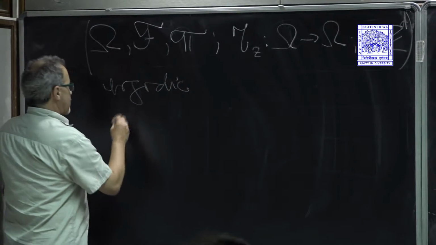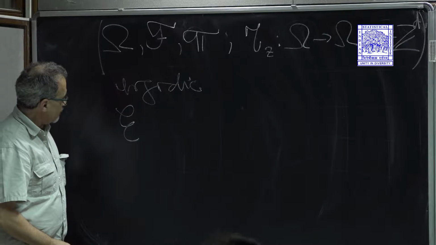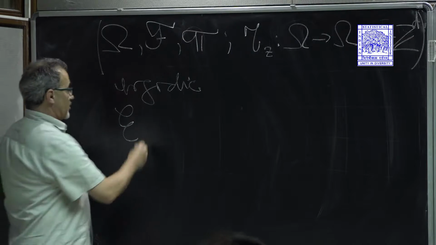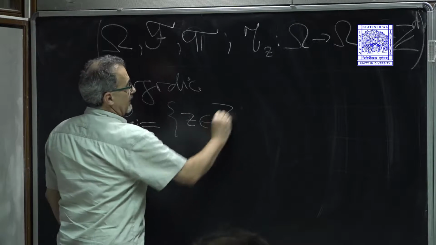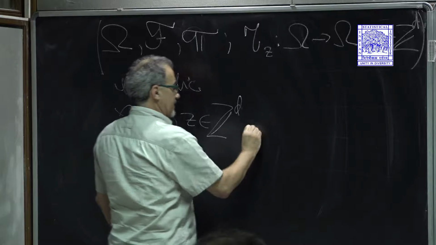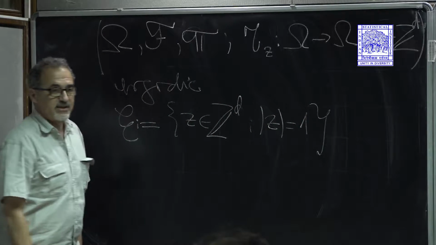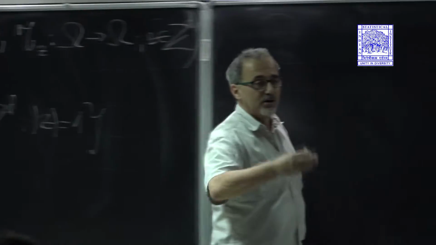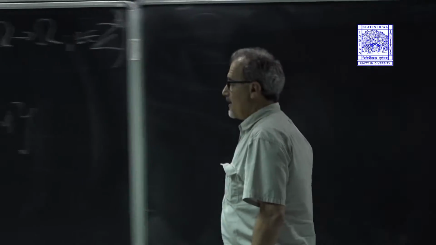Just to fix notations, I will denote all along today and tomorrow's talk by this script E the nearest neighbor possible steps. Just to fix notation, this is those z in Z^d such that |z| is 1. This will be the possible steps of my random walk. I speak about nearest neighbor random walks. I could do it with longer range steps, but don't want to complicate notation.